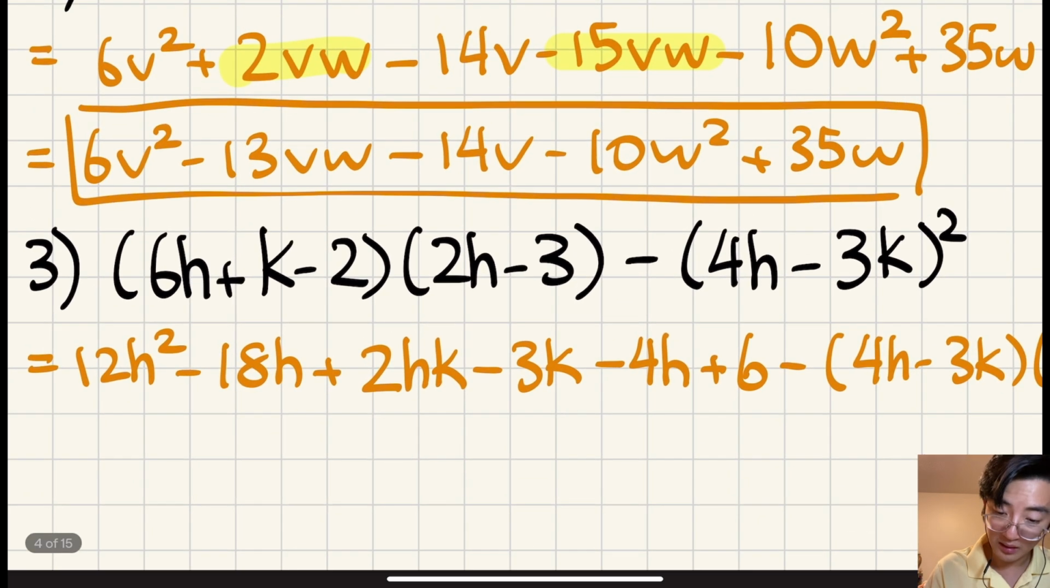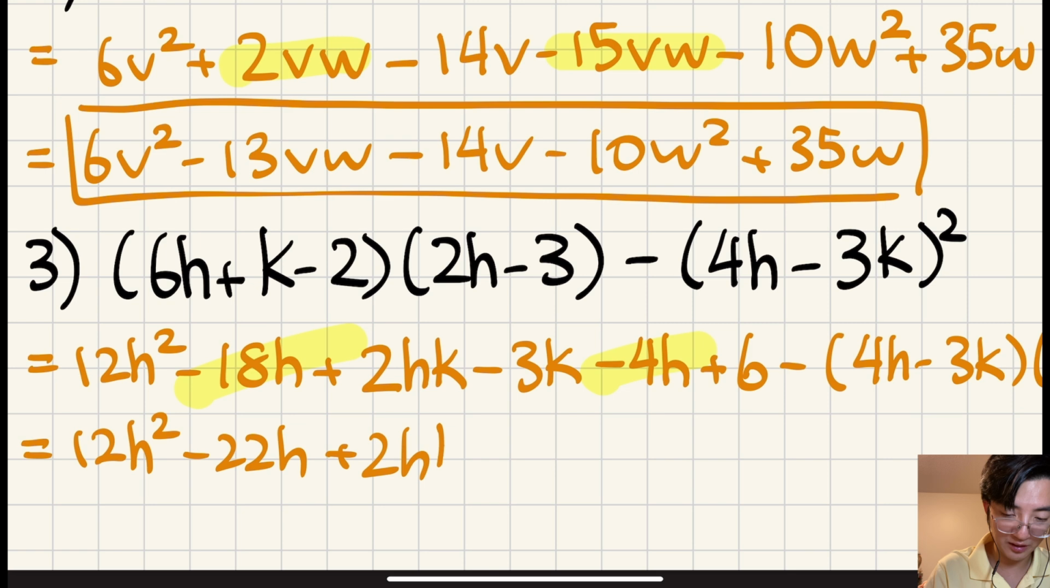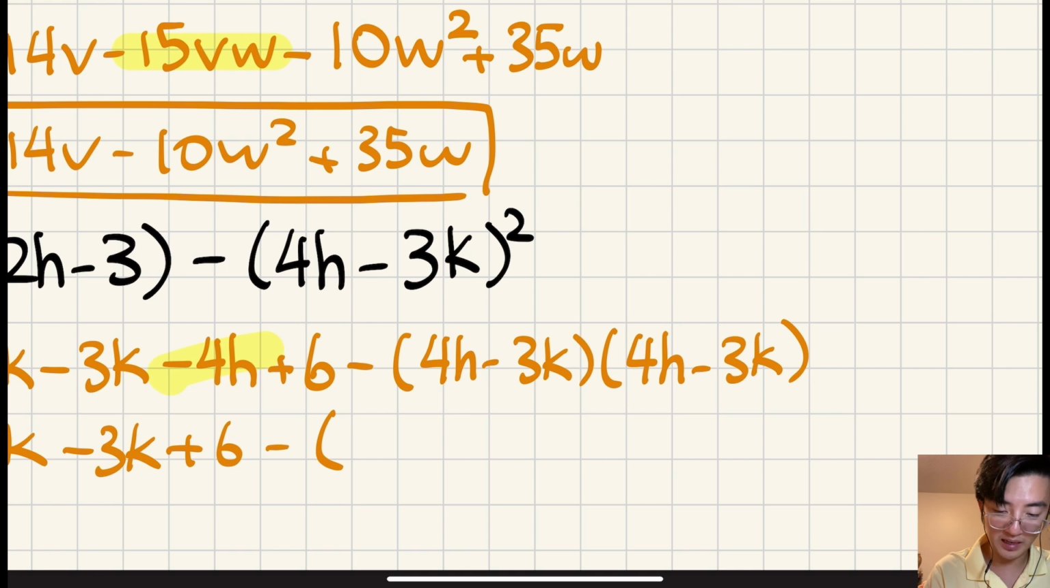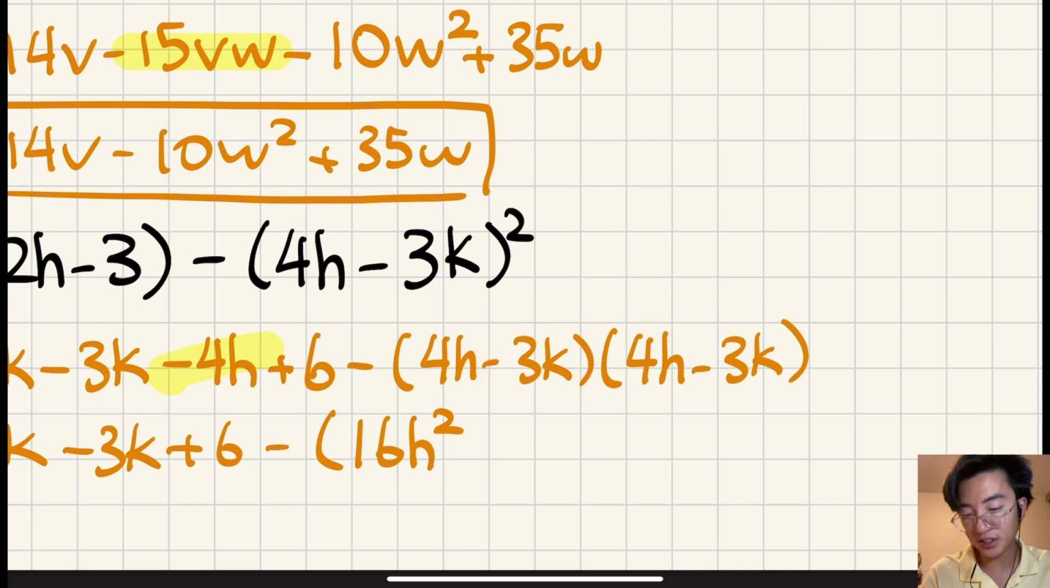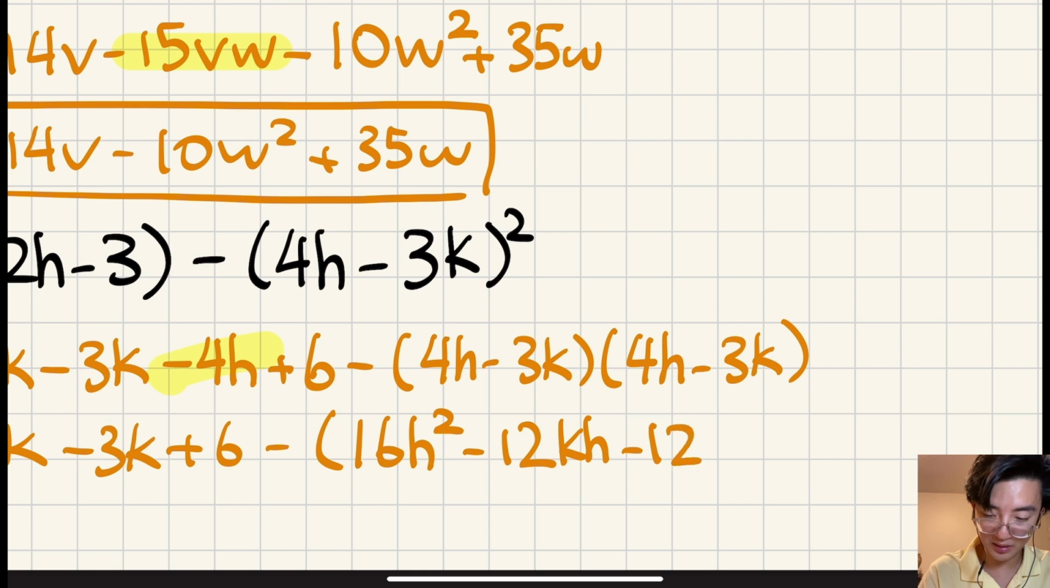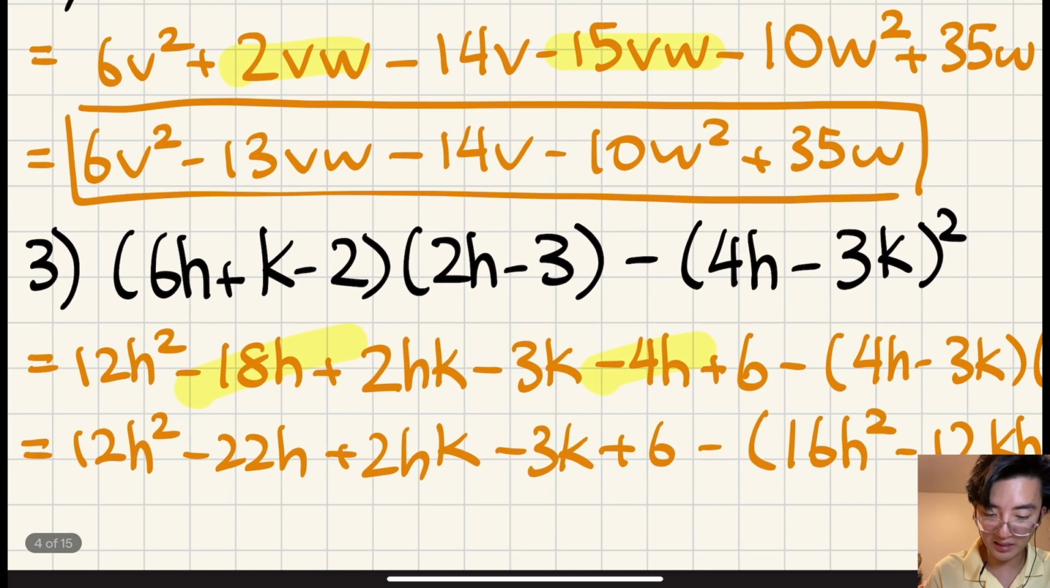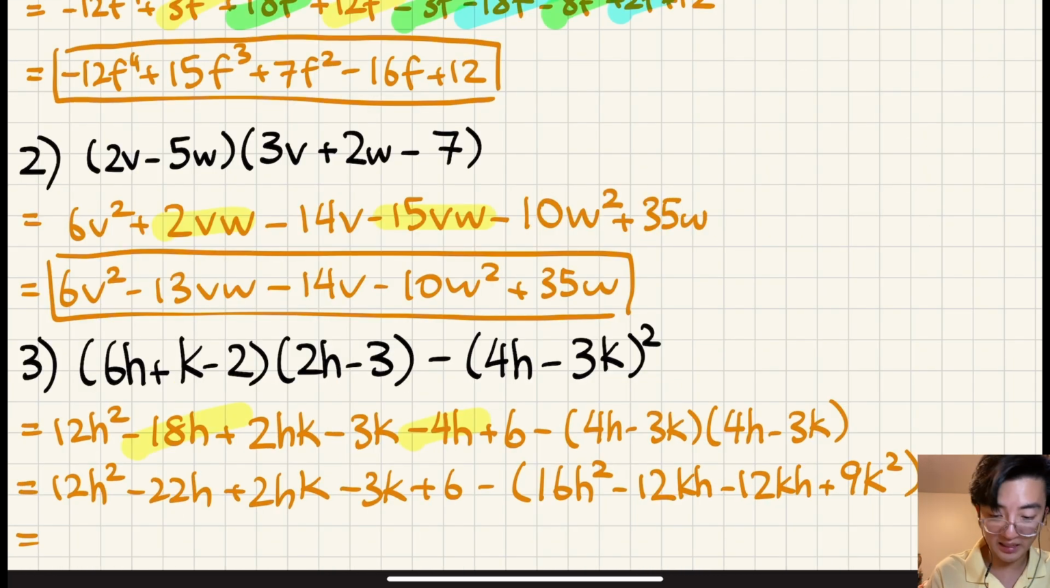Okay, well, just clean up the like terms right here. 4h squared minus 22h plus 2hk minus 3k plus 6. Okay, so keeping everything in a bracket, we have 16h squared right here. And then we have 3k times 4h, and then 4h times 3k. So we have minus 12kh, and then minus 12kh again, plus 3k times 3k, which is 9k squared. And then we expand this bracket out at the end.